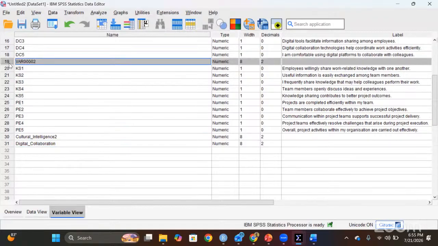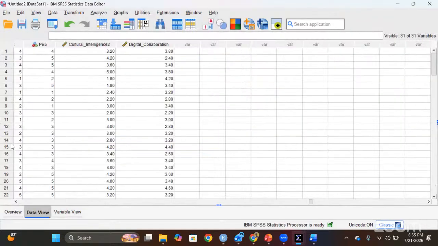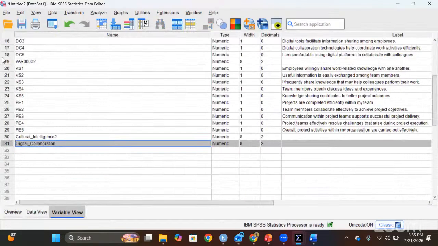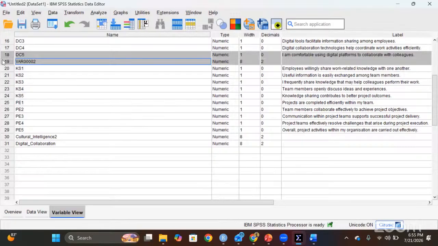Oh, I think this one will not work. No, this one will not work. The only one that will work is under data view, the variable view. The variable view will not work.